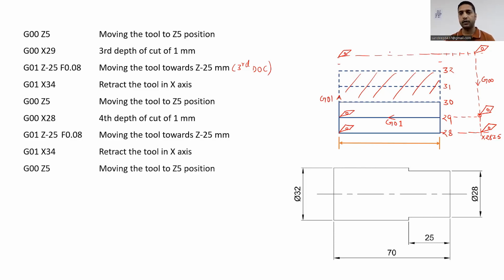And after that, we are moving back with G00, because there is no contact of the cutting tool at this particular point with the workpiece. So we are moving back and the tool is reaching the X34 Z5 value.